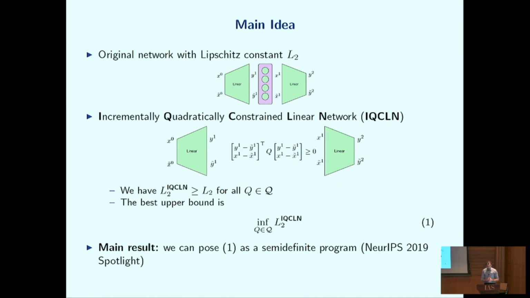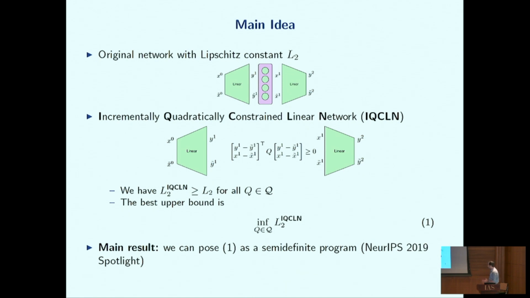Our key observation is that the Lipschitz constant of this simpler network is a guaranteed upper bound on the Lipschitz constant of the original neural network. Since we have a parameterized family of linear networks, parameterized by the matrix Q that characterizes the incremental quadratic constraint, we can optimize over this family and find the best upper bound on the Lipschitz constant of the original network.